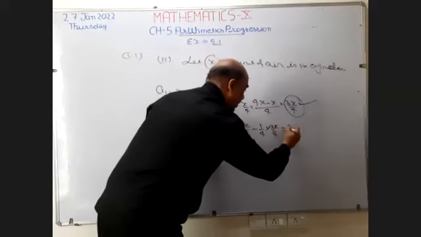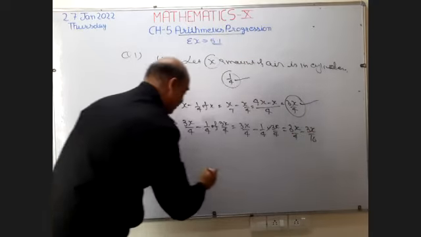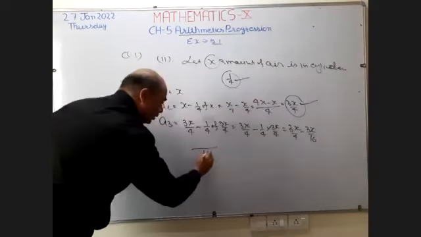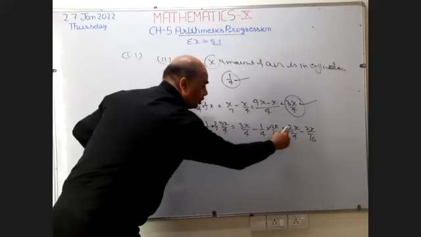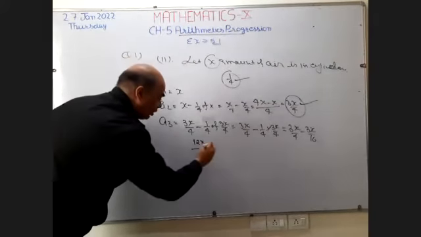It's going to be 3x upon 4 minus 3x upon 16. Now what is the LCM? LCM becomes 16. 4 fours are 16, 4 threes are 12. It's going to be 12x, and 16 is going to cancel with 16. It's going to be 3x.